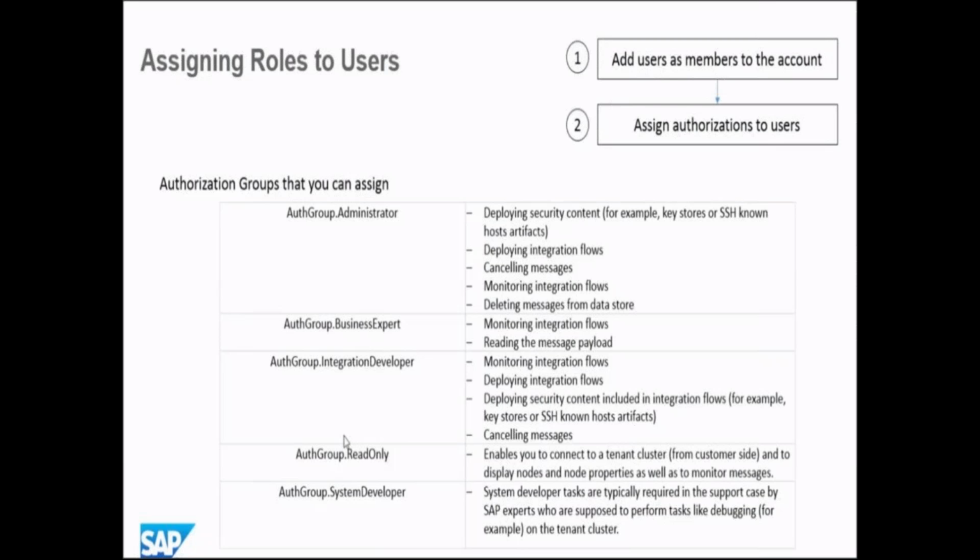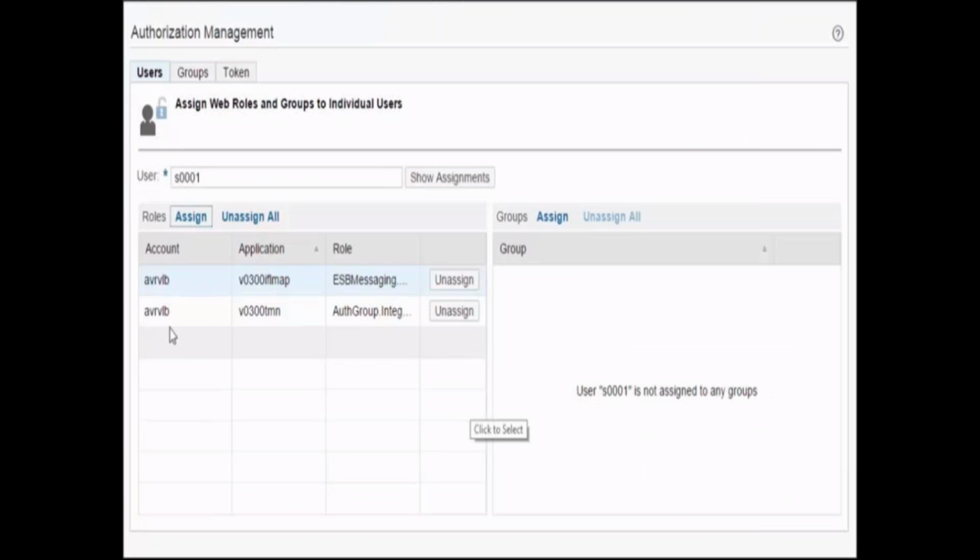Okay, generally these authorizations are not given. We as developers would be assigned the authorization group as integration developer. In this we can create, we can monitor, and deploy integration flows, iFlows. We can deploy security content. We can cancel messages, but we cannot view the messages. So to view the messages, you need to add EBS messaging. Just now I will show you which is EBS messaging.